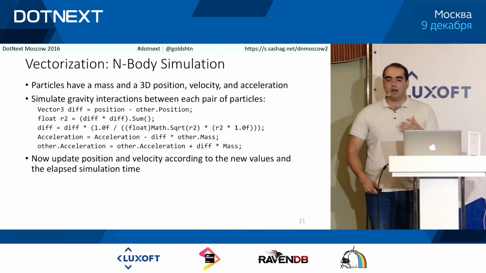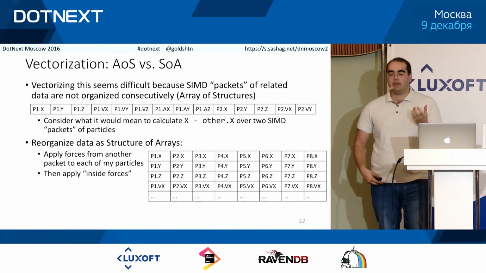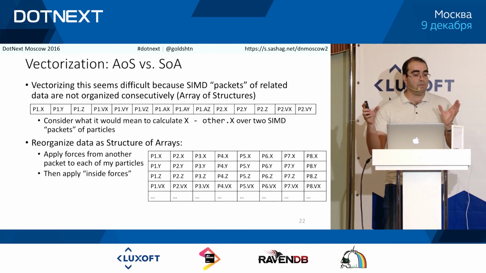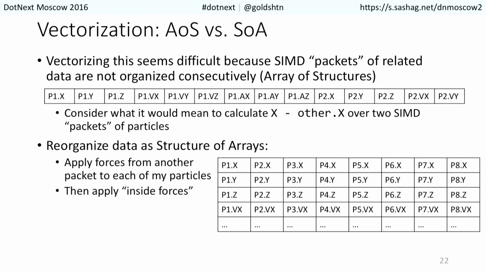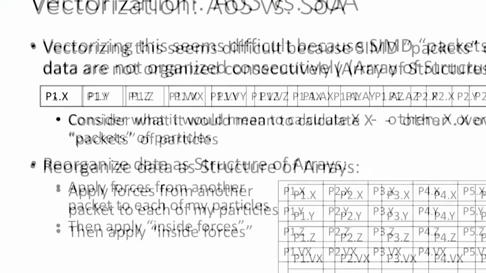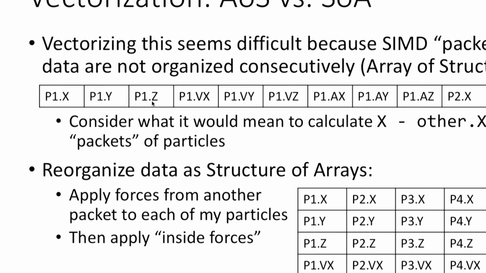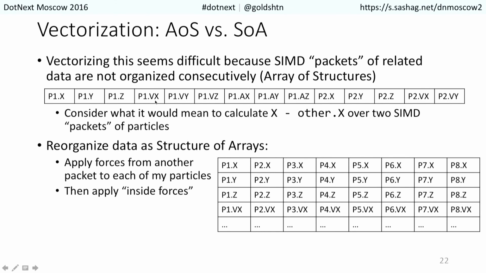Again, it's going to be hard to vectorize because the way our data is organized is an array of structures. An array of structures means I have the first particle, the first physical body, I have its x and y and z, and then I have its velocity, which is again 3-dimensional, and then I have its acceleration, which is 3-dimensional, and then I have the second particle, x, y, and z, velocity, acceleration, and so on. So it's an array of structures, and that's going to be very hard to vectorize.